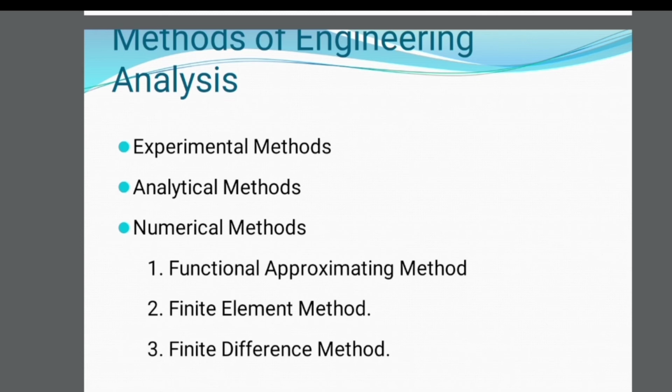In the functional approximating method, whatever the physical problem is, initially that problem is in the form of a differential equation or any possible mathematical expression. By integrating and applying boundary conditions, an approximate solution can be obtained. The examples of the functional approximating method are the variational method, especially the Rayleigh-Ritz method, and the weighted residual method.